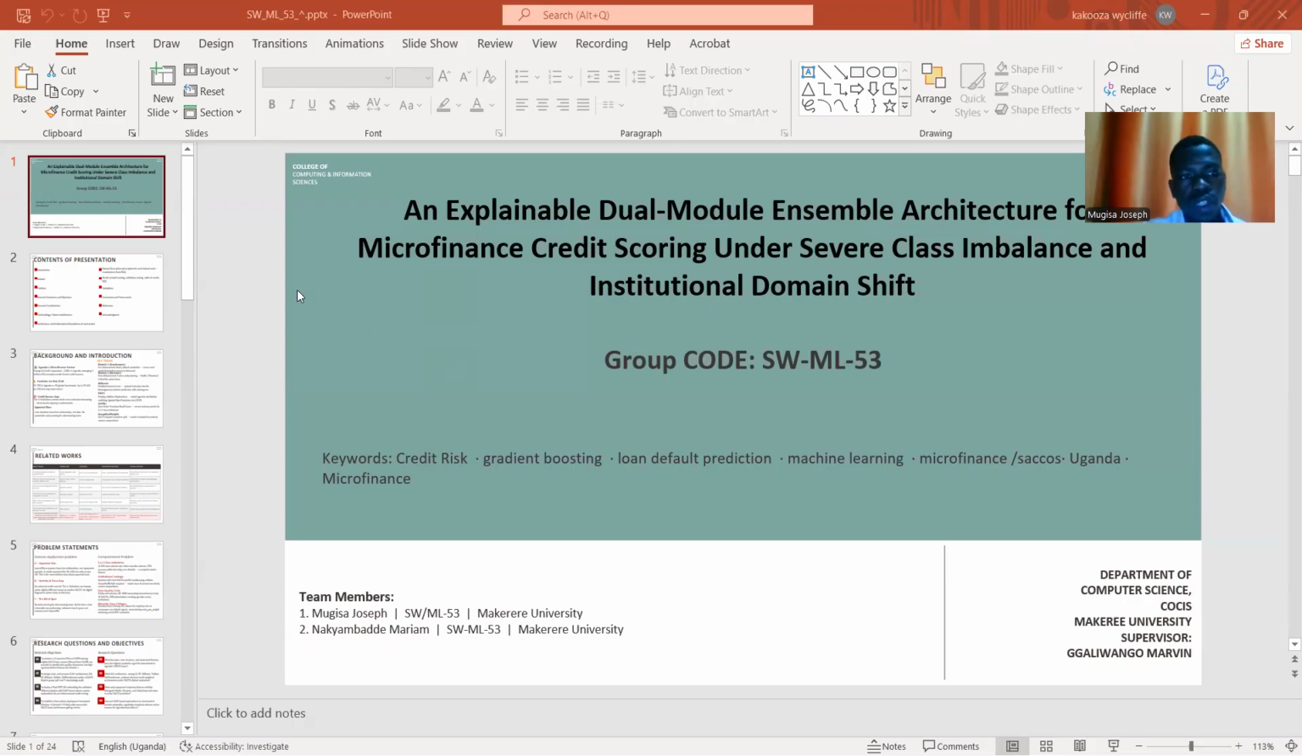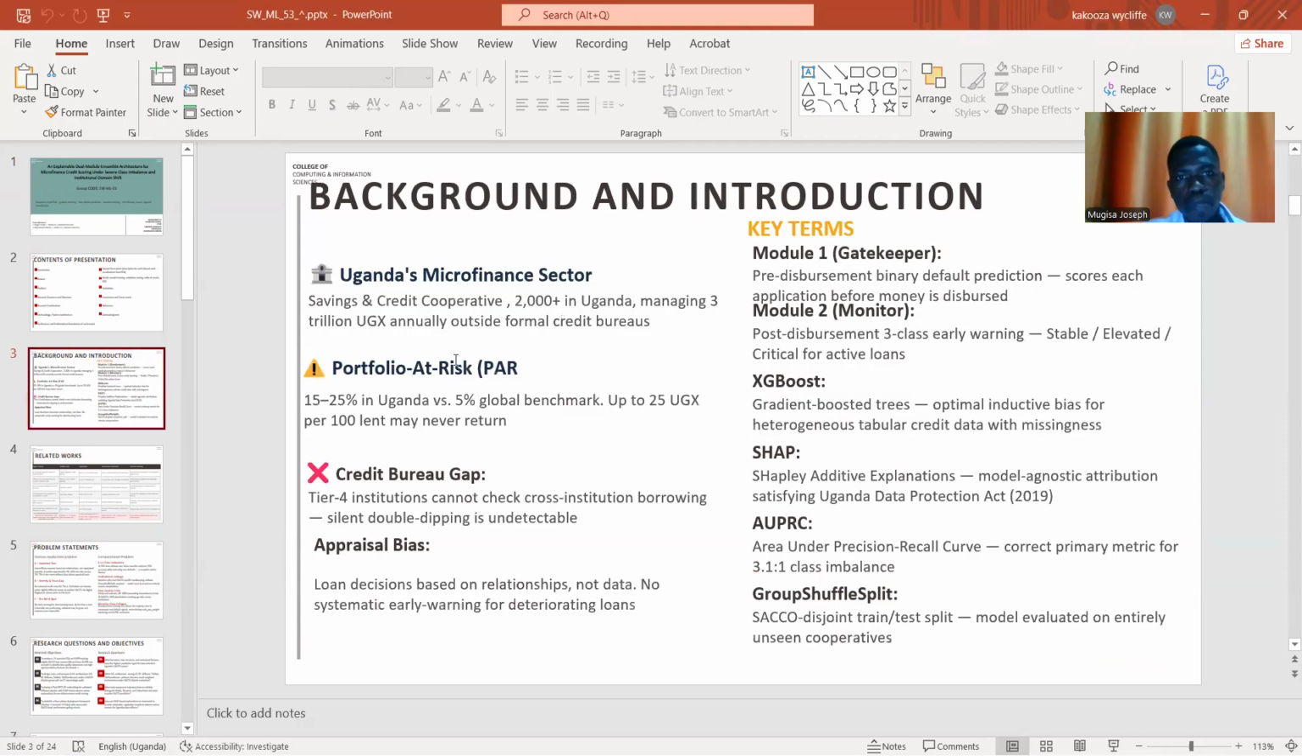The project aims at solving a problem that originates from the fact that various microfinance institutions in Uganda operate outside formal credit bureaus and have high portfolio at risk because they have no data-driven basis to make loan decisions.